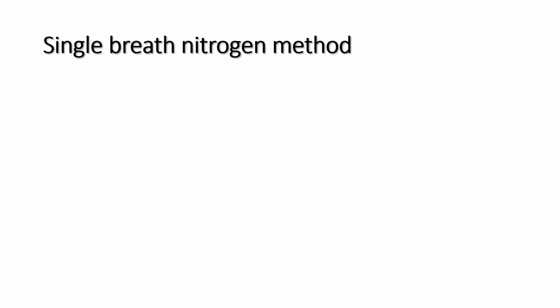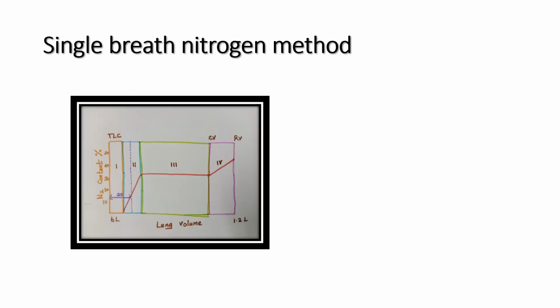When the person inspires the air, the last part of the air is the dead space volume. During expiration, the first part of the air is the dead space volume. So it is measured in the graph like this. This is the dead space volume. During inspiration, this is the last part; during expiration, this is the first part. So it gets 4 phases.